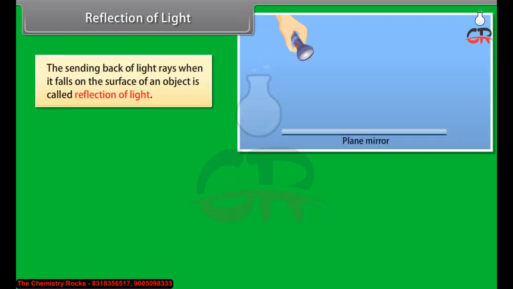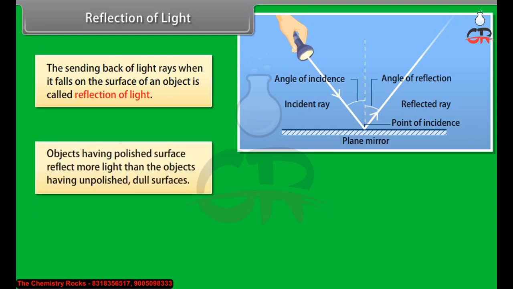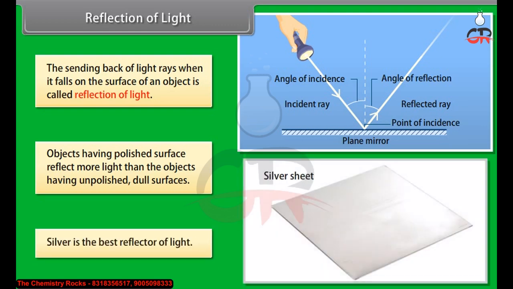Reflection of light. The sending back of light rays when it falls on the surface of an object is called reflection of light. Objects having polished surfaces reflect more light than the objects having unpolished, dull surfaces. Silver is the best reflector of light.